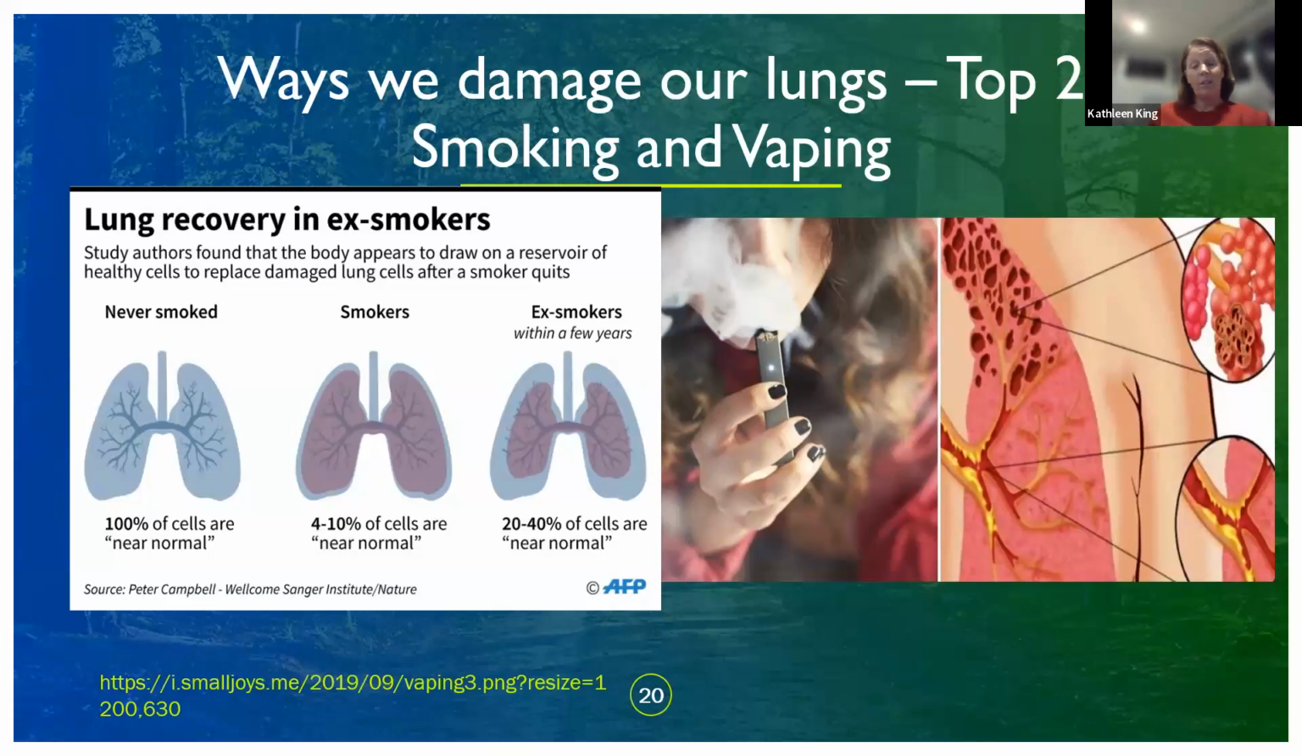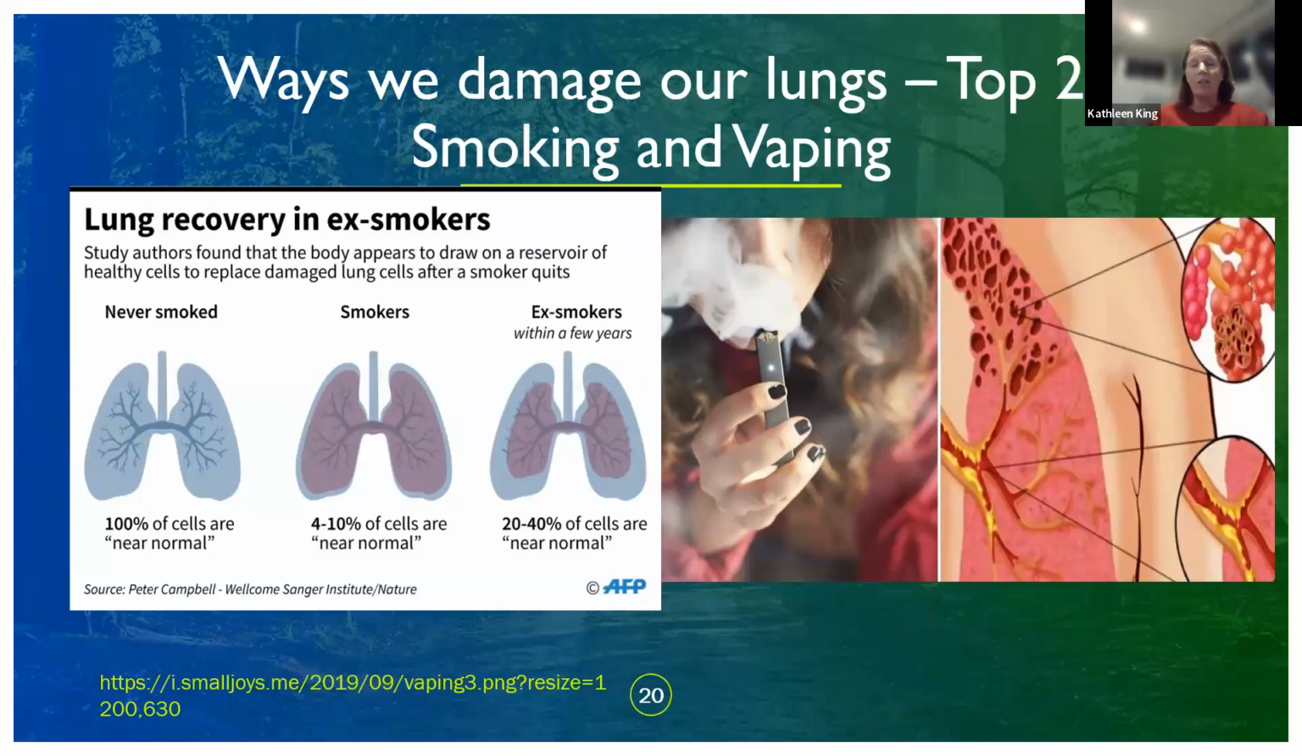But the encouraging thing is that if smokers, within a few years of stopping, 20 to 40% of their cells are near normal. So you can heal your lung. Your lungs do have the ability to heal themselves, but smoking is a big one for us for lung injury.